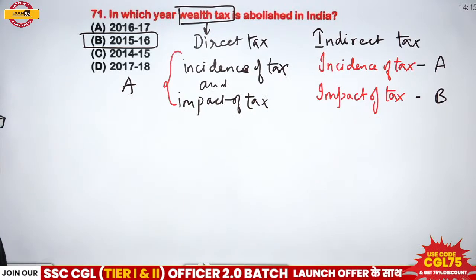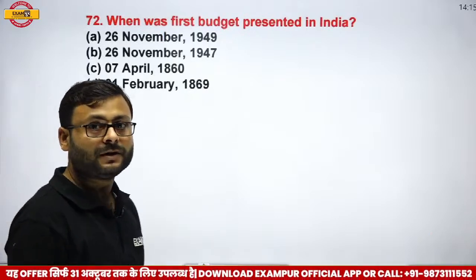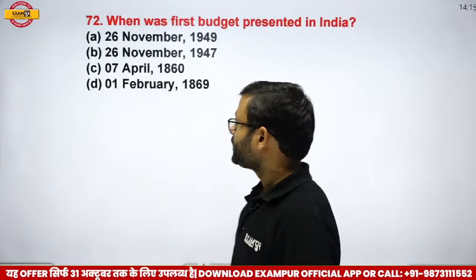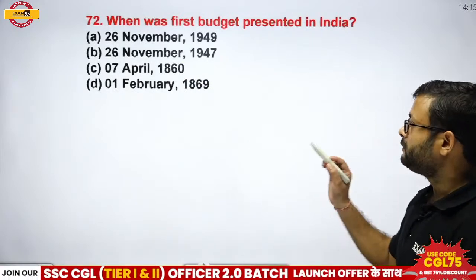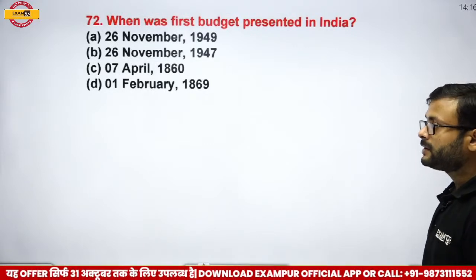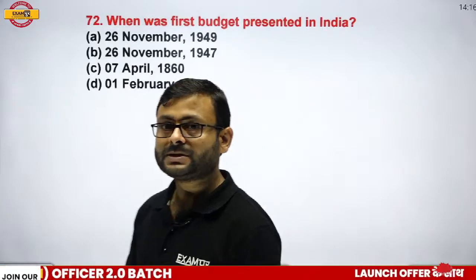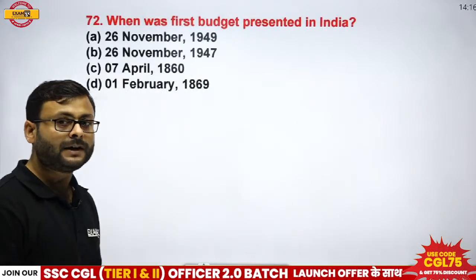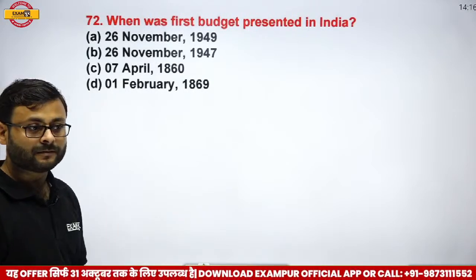Okay, now let's move to the next question. When was the first budget presented in India? The options are 26th of November 1949, 26th of November 1947, 7th of April 1860, or 1st April 1869. Here are four options available and you have to mark only one answer, the only correct answer for this question.